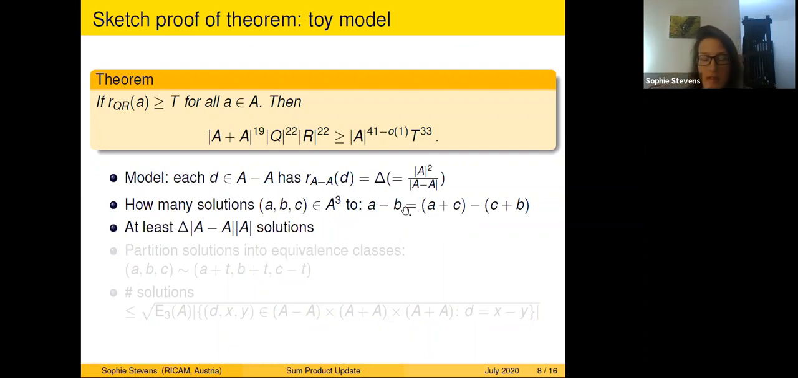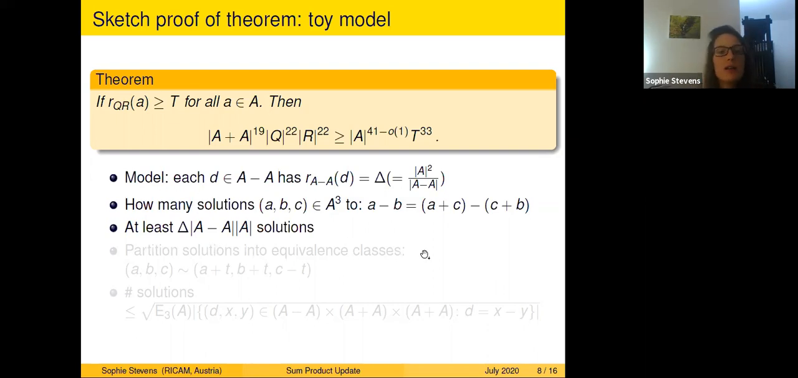And I've written the number of solutions in this convoluted form so that if we were to go from the model case to reality, this is how we're counting it. So on the one hand, we've got this lower bound for the number of solutions.